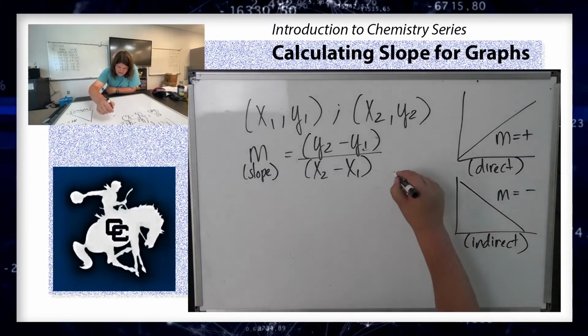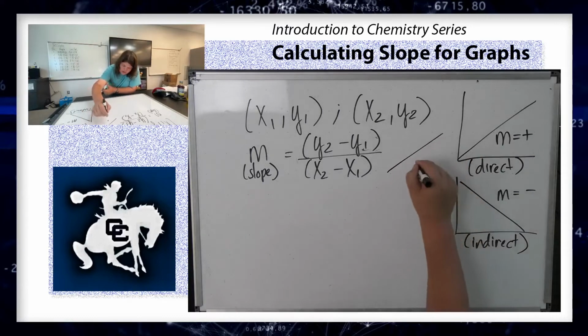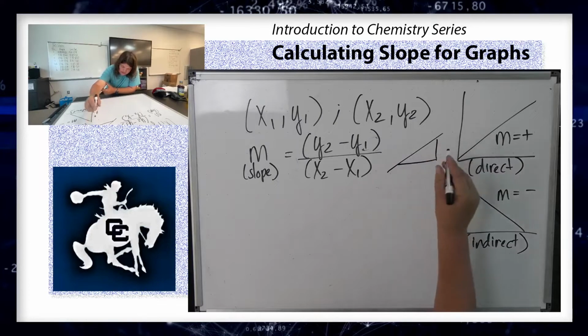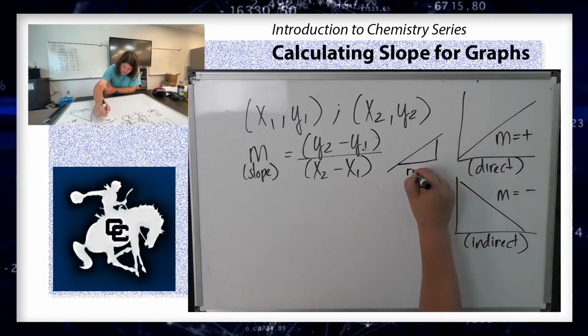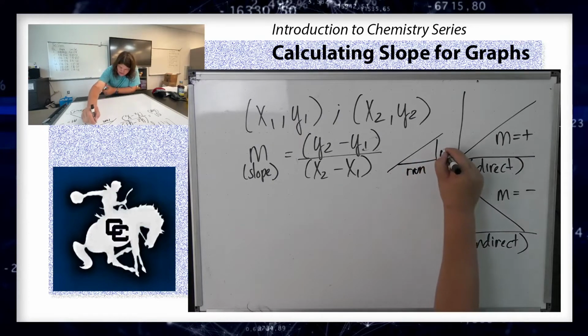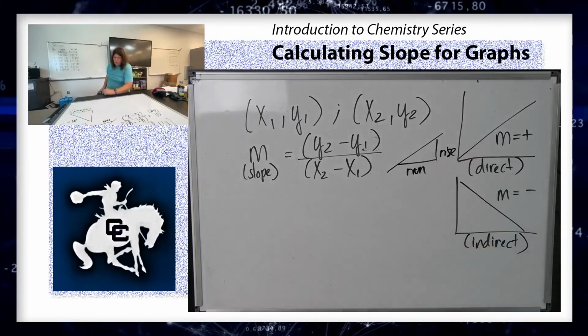You might remember the idea of slope as the rise and the run. The slope is simply the change in y, which is the rise, over the change in x, which is the run. This gives us the slope.